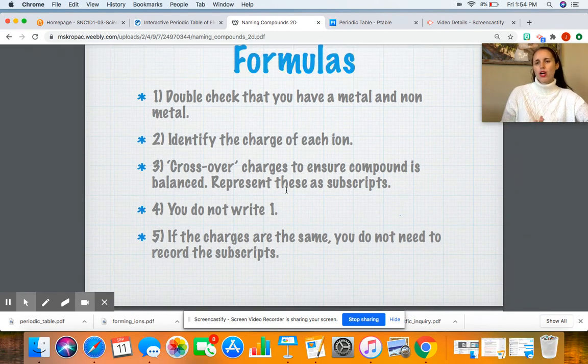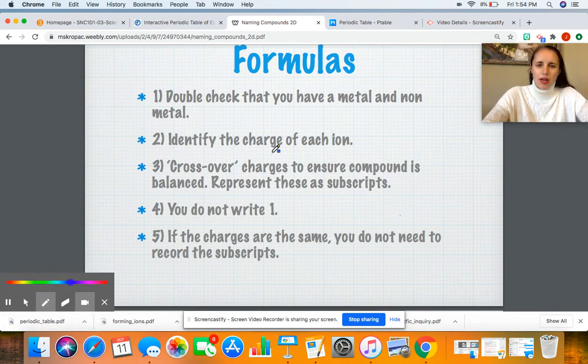Now, I'm going to cover the crossover rule in a little bit more detail later, but let's use our example from above to show you the crossover rule. Remember that we had sodium and we had nitrogen in our example before. My chemical symbol for sodium is Na, and my chemical symbol for nitrogen is N. Next up, I want to identify the charge. Sodium has a charge of +1. Nitrogen has a charge of -3.